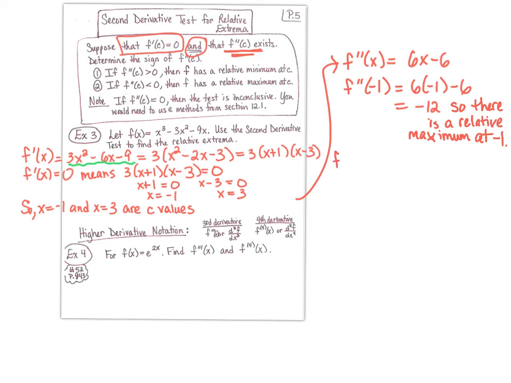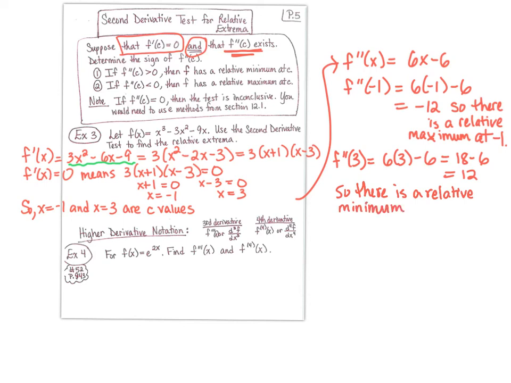Now let's find f double prime of 3, because that's our other c value. Well, that's 6 times 3 minus 6. 18 minus 6 is equal to 12. Now we get a positive number. So that falls into part 1. If f double prime of c is positive, then f has a relative minimum. So there is a relative minimum at 3. Okay? And that's it.